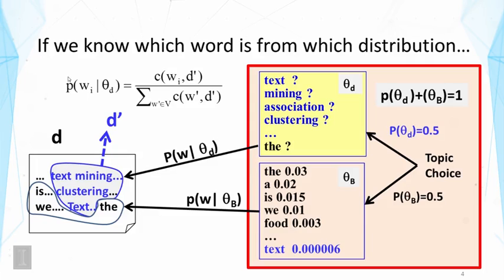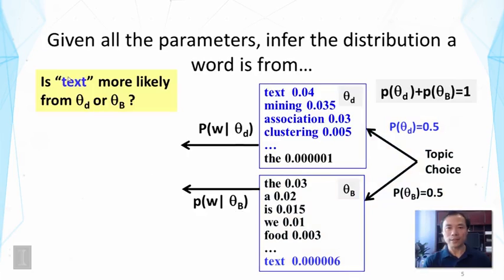Now, this idea, however, doesn't work because we, in practice, don't really know which word is from which distribution. But this gives us the idea of perhaps we can guess which word is from which distribution. Specifically, given all the parameters, can we infer the distribution a word is from? So let's assume that we actually know tentative probabilities for these words in theta sub d. So now all the parameters are known for this mixture model.